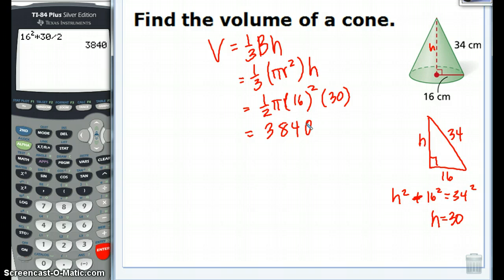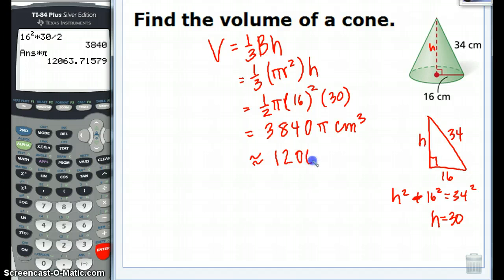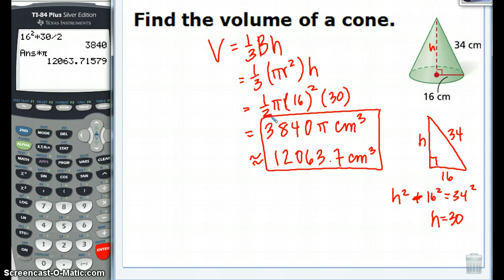3,840 pi. And these are centimeters cubed. And now the approximate is 12,063, and we'll round to the nearest tenth. So there's a little more complicated problem showing you that we first had to go find the height. We were given the slant height and the radius, and we needed to go find the height, the height from the vertex down to the base.